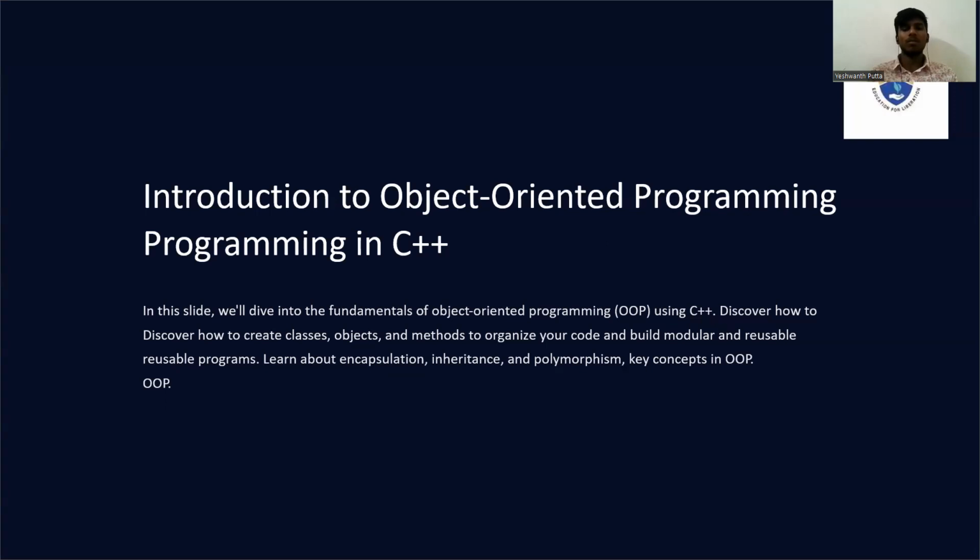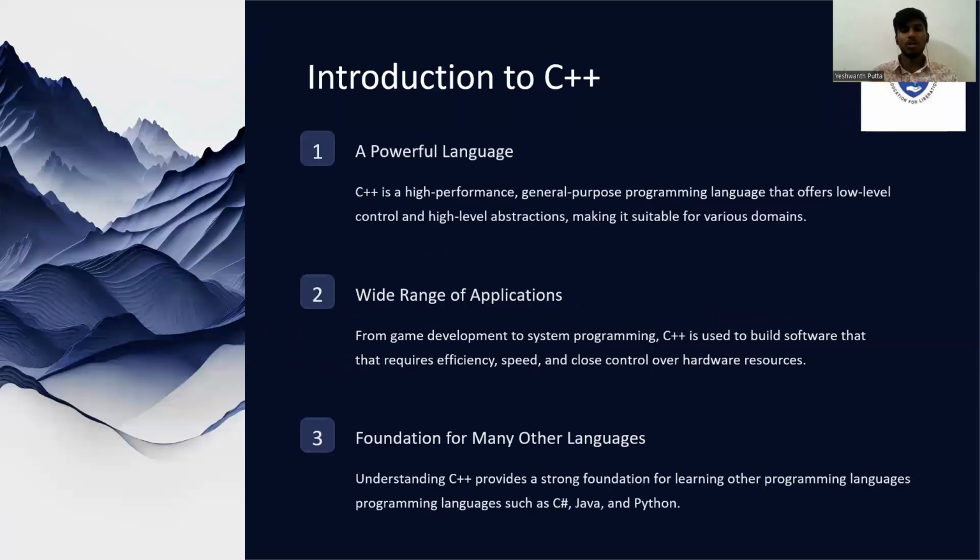Polymorphism. Polymorphism enables objects of different types to be treated as objects of a common type. It includes compile time and runtime polymorphism. Virtual functions allow methods to be overridden in derived classes. A constructor is a special member function that gets called when an object is created. It initializes the object state. A destructor is a special member function called when an object goes out of scope. It is used for releasing resources and cleaning up.